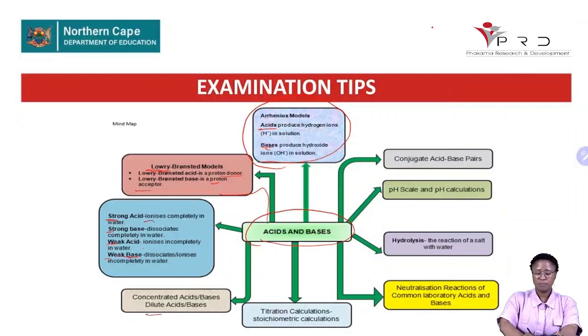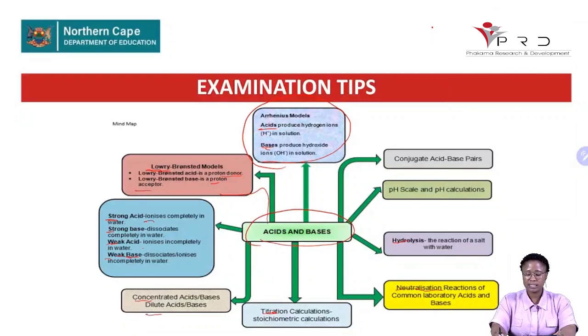Then on your mind map, you look at the differences between concentrated acid and concentrated base, and diluted acid and diluted base. You have to look at titration calculations. Here we said we are going to look at stoichiometry calculations. We are also going to look at neutralization reactions of common laboratory acids and bases. The mind map will help you to see if you have covered everything as you study and prepare for your exams.